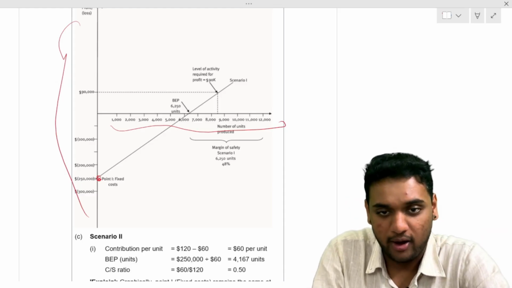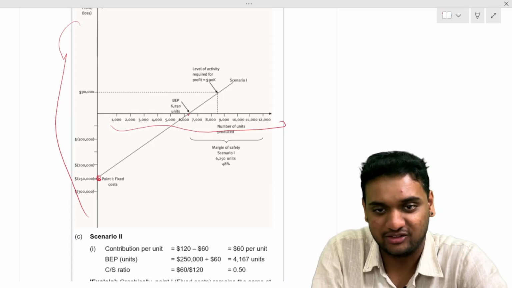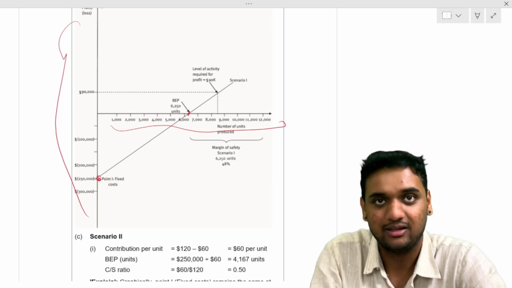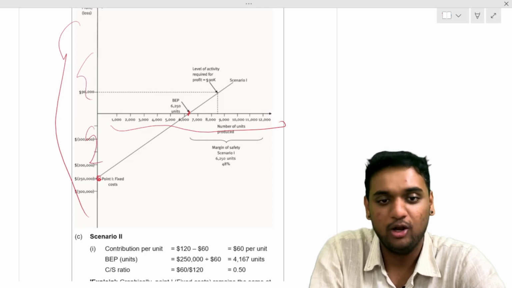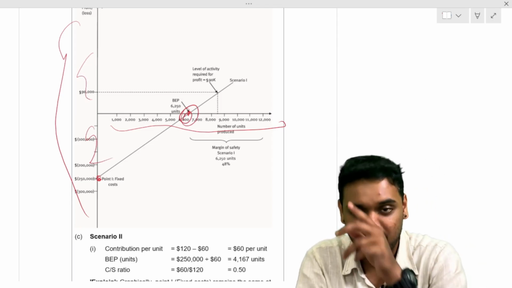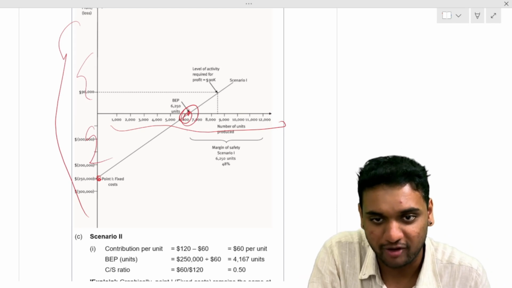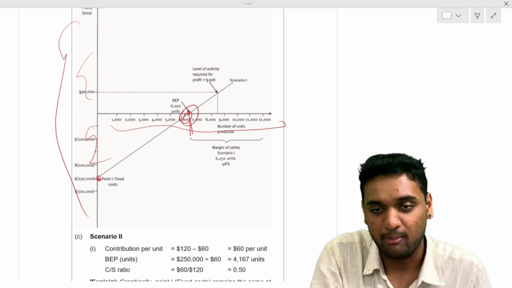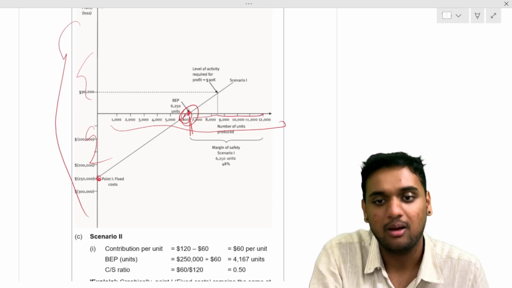Next, that line is intersecting the x-axis. What is that point called? Because above is profit and below is loss, this point should be our break-even point. So the break-even point is 6250 units. Total number of units will be given. So total number of units minus these break-even units will be your margin of safety.